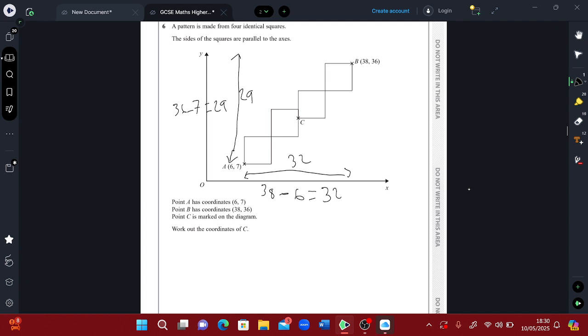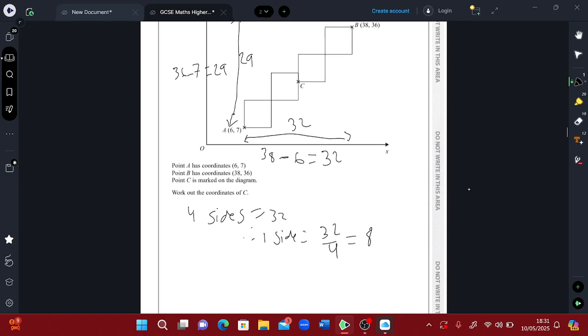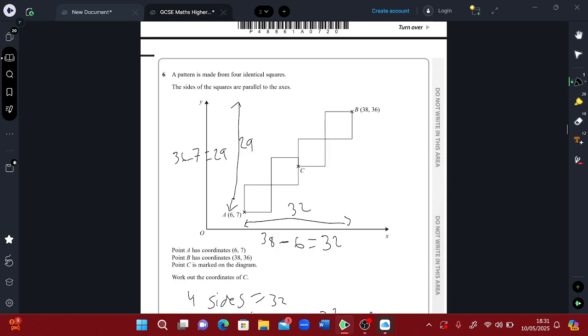Anyway, let's just use this for example. We know that one, two, three, four sides has to be 32. Therefore, one side is 32 over 4, which is 8. There's no units, so just leave it as 8. And the squares, that means every single side here is going to be 8, 8, 8, 8, 8, 8, 8.